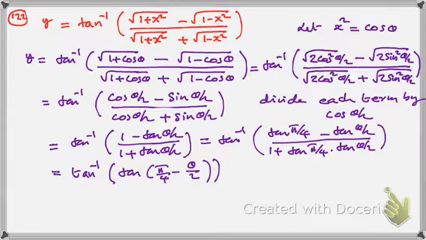Tan inverse and tan will cancel. So you have pi by 4 minus half theta. I just wrote it like half theta. It's theta by 2. So tan inverse and tan got cancelled. So you have pi by 4 minus theta by 2, or half theta.